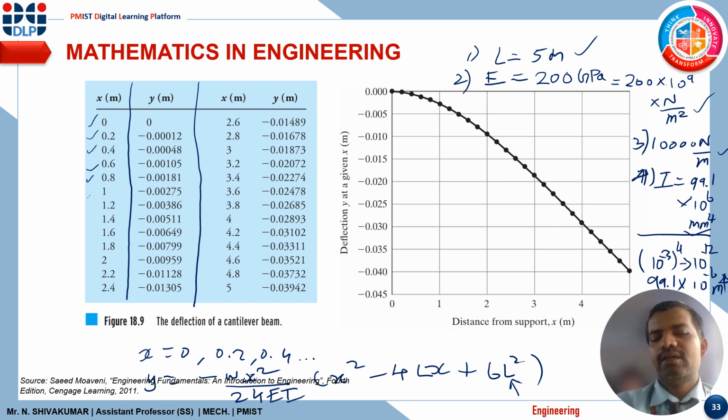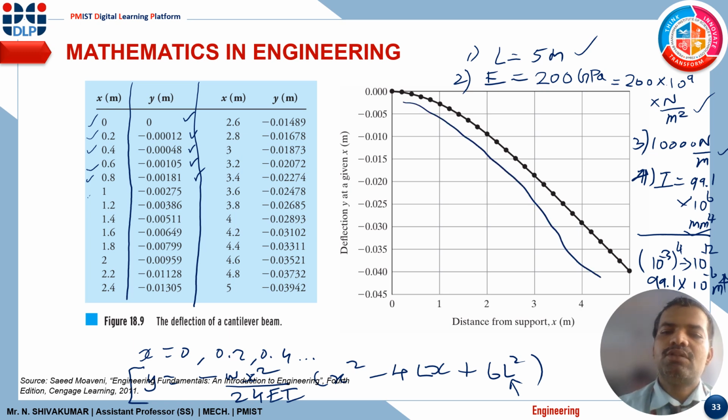So when you put all these values in this equation, you can arrive at the Y values like this. This is the Y value for each X value. When you plot in an XY plane, you will come up with a curve like this. This is the deflection. So what is the deflection value at X equal to 0? It is 0.